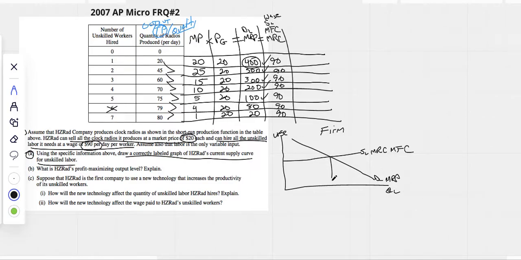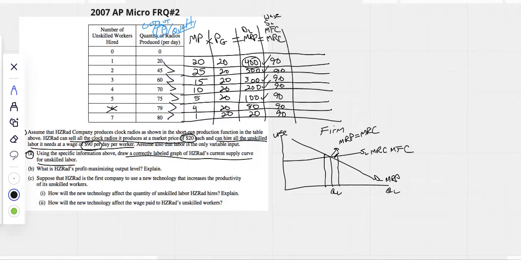I know I want to hire at that quantity right there. That's our profit-maximizing quantity for labor, right? It is where MRP equals MRC. But recognize that up here on the table, they do not equal one another anywhere. But I would rather hire on this side where my marginal revenue product is slightly higher than my marginal revenue cost than on this side.